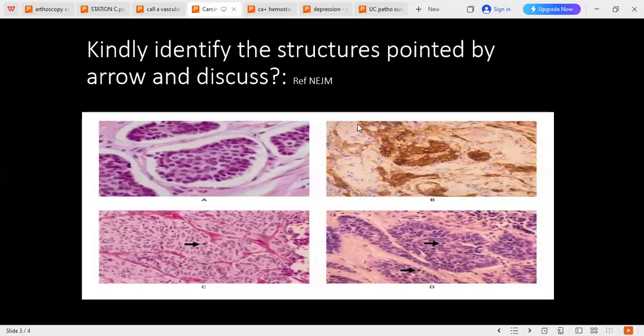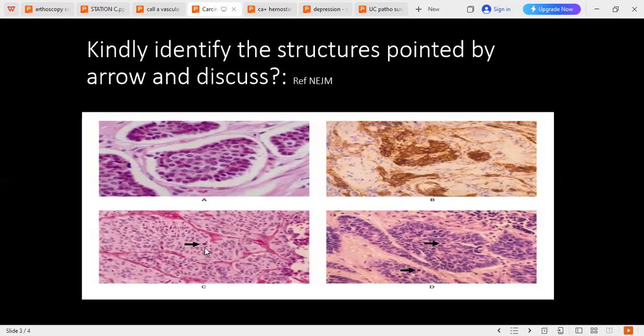So in front of you are images A, B, C, and D. They are all four of carcinoid tumor, but they all look different. In C there is an arrow showing something, and in D the arrow is also showing the same thing. Would you be able to identify what this arrow is pointing at? I don't know, ma'am.